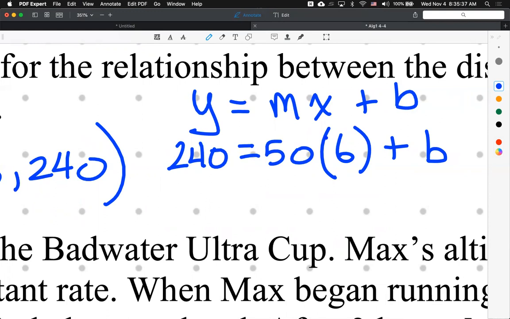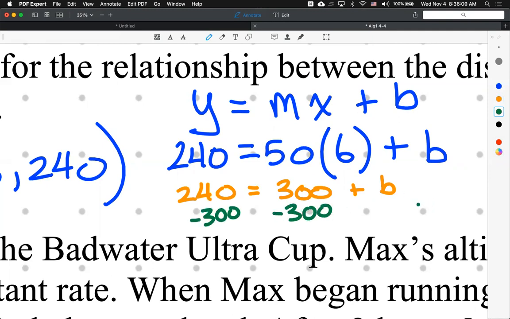Now someone else solve for b. Show me that you know your basic Algebra 1 skills. Just 2 people know how to do Algebra 1 skills. I'd prefer to call on someone new if possible. No? Okay, Zeke. So from there, you multiply 50 by 6, you'll get 300. Then you have 240 equals 300 plus b. So then you subtract 300 from both sides, leaving you with negative 60 equals b.